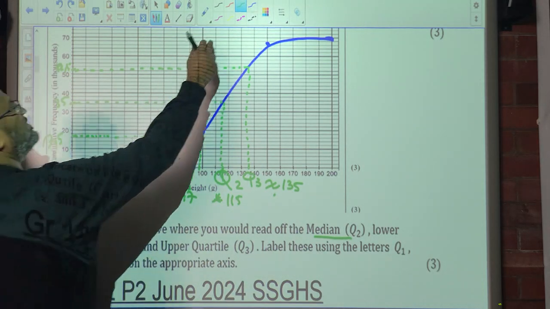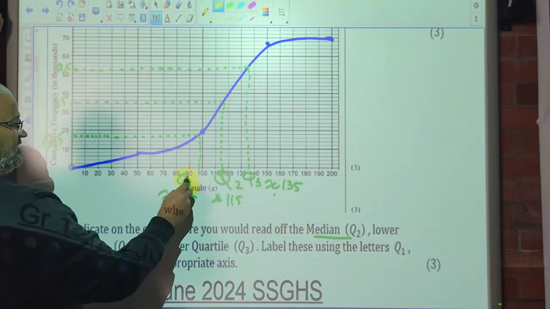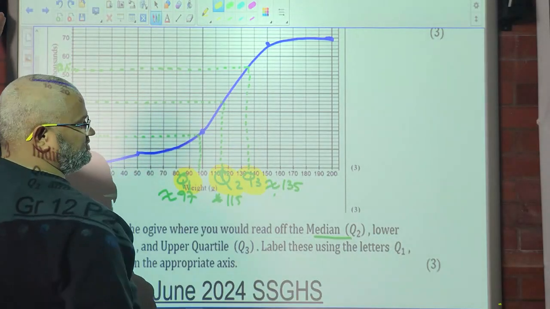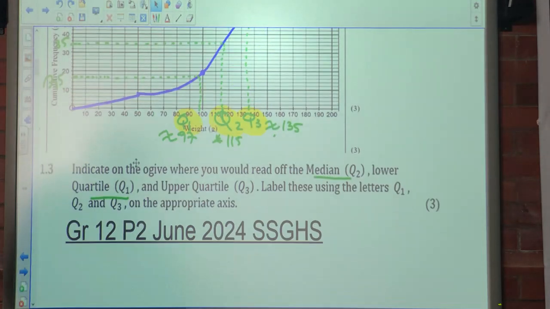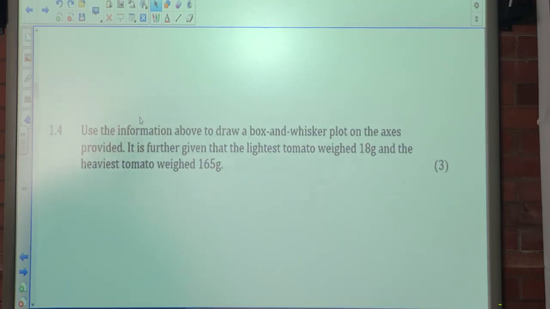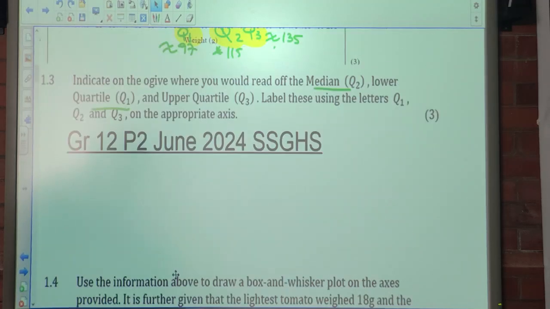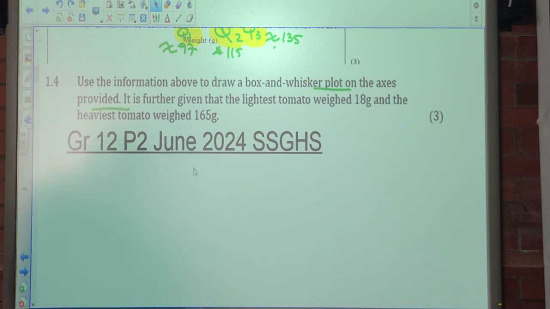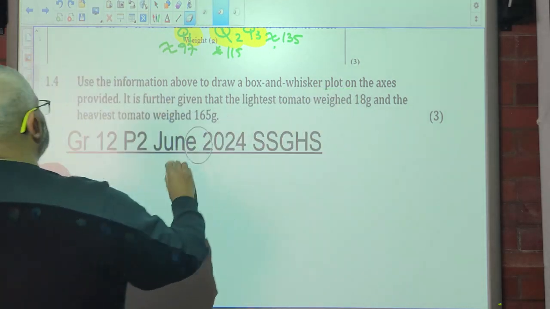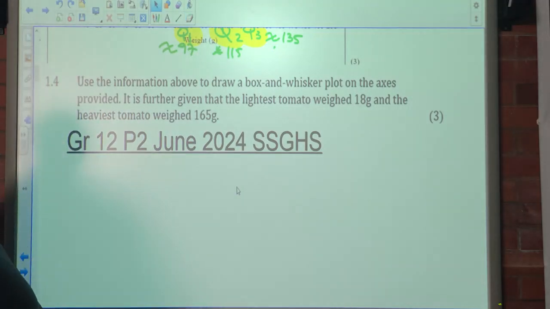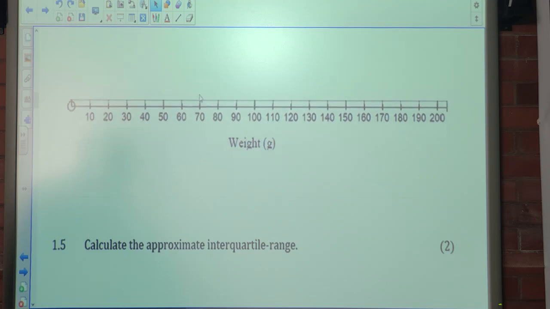Okay. So where we marked was, we looked at these values for that question, for 3 marks. But while I'm at it, I just gave you the values in. Then it says, use the information above to draw a box and whisker diagram on the axis provided, and it's further given that the lowest tomato weight is 18 grams and the heaviest tomato weight is 165 grams.